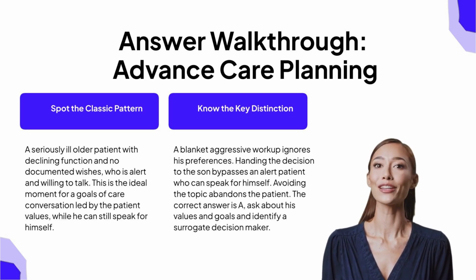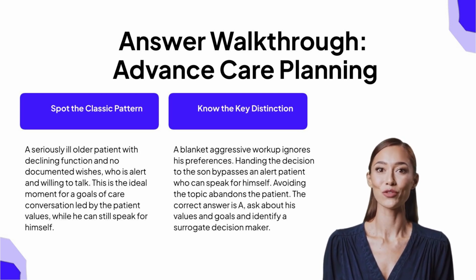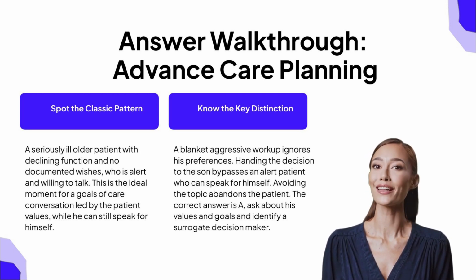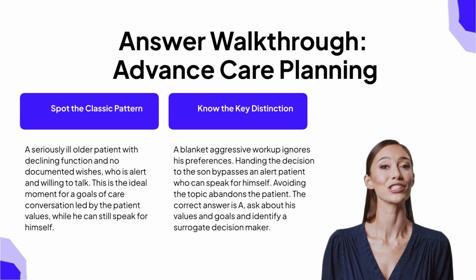Now, the key distinction: a blanket aggressive workup ignores his preferences and may not be what he wants at all. Telling the son to decide bypasses an alert patient who is fully able to speak for himself, and that is the trap answer many people fall for. Avoiding the topic abandons the patient at exactly the moment he is asking for guidance. The correct answer is choice A, ask about his values and goals and identify a surrogate decision maker.